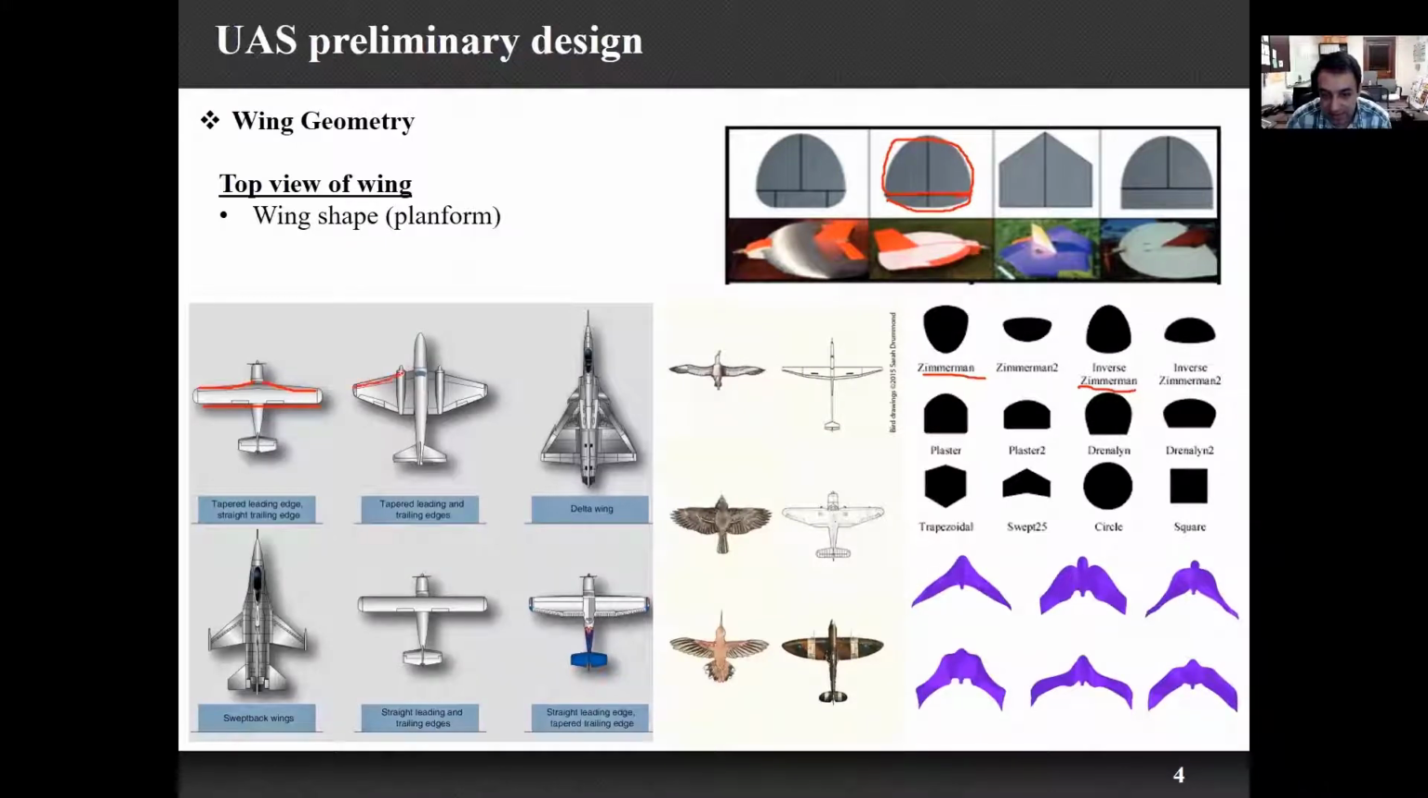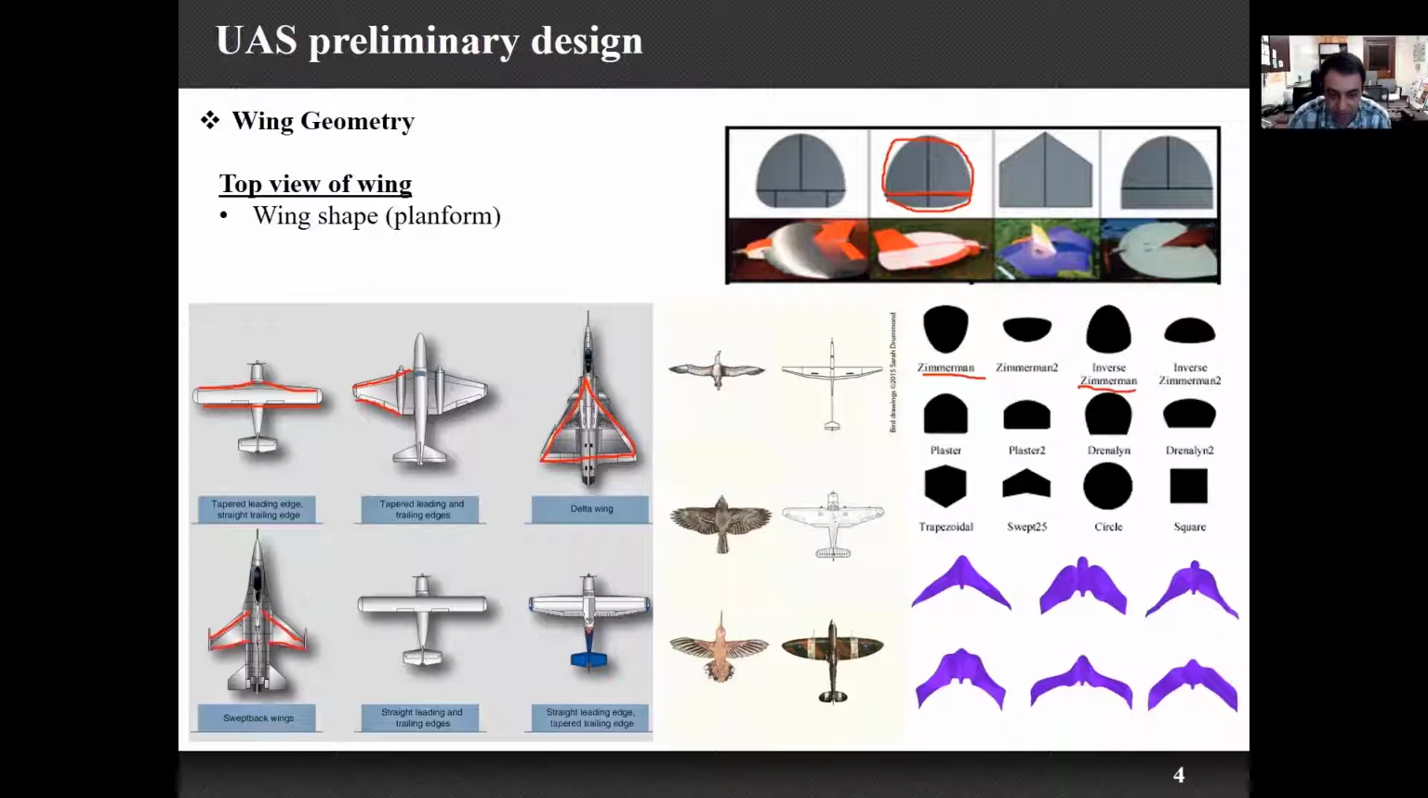Going back to the slide again, this is tapered in the leading edge. You see that this has an angle, it's not straightforward. This is a taper in the leading edge and trailing edge. This is a delta wing. This is exactly like a delta. This is a swept back wing. This is a wing which has been moved to the back.